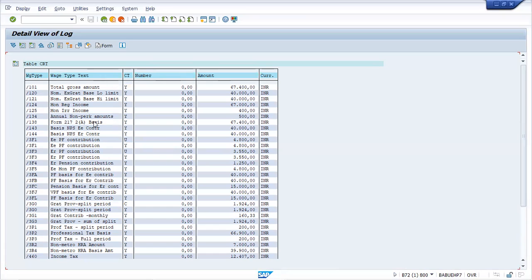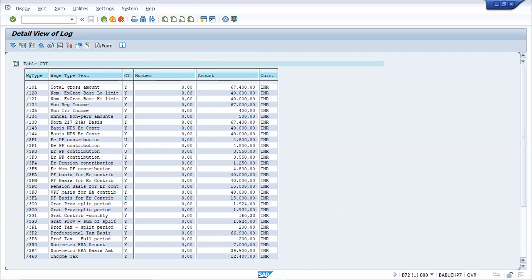Monthly regular income and monthly irregular income. Monthly irregular income means medical reimbursement. Exactly. Monthly regular income means basic amount, conveyance and HRA. Total calculation 67,000.